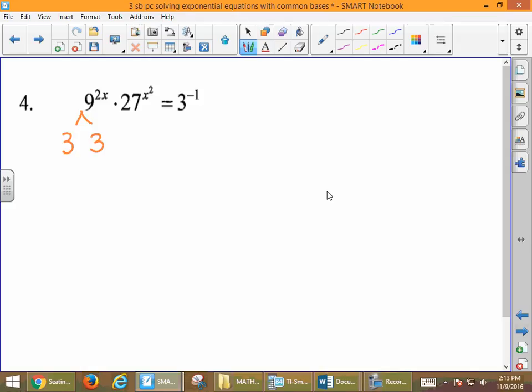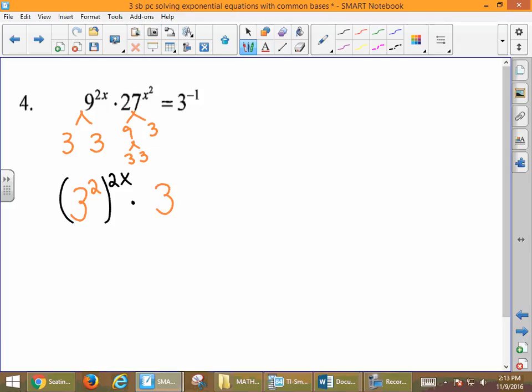So that's helpful, because then this will become 3 squared to the 2x. Don't forget that 9 had an exponent. We need to keep that exponent in there. We're going to multiply this by 27, and 27 is 9 times 3, which is 3 times 3. So in other words, 27 is 3 times 3 times 3.